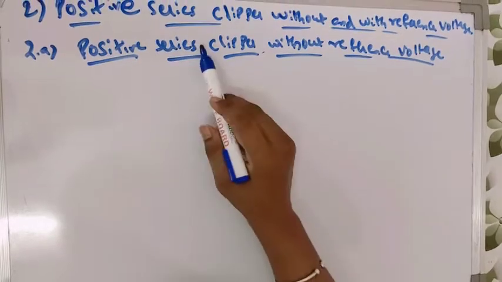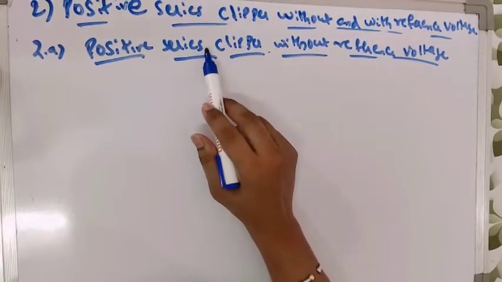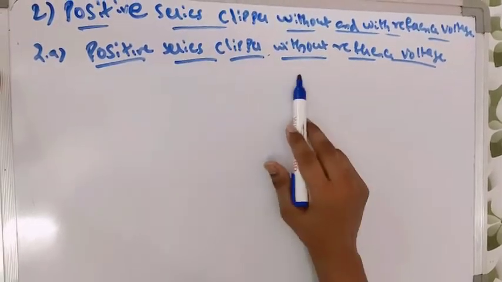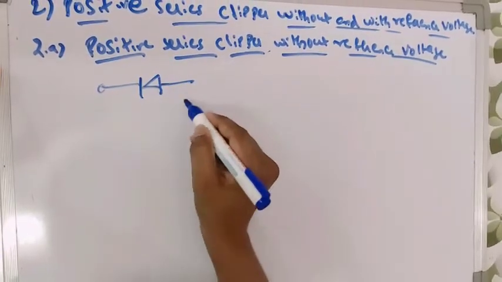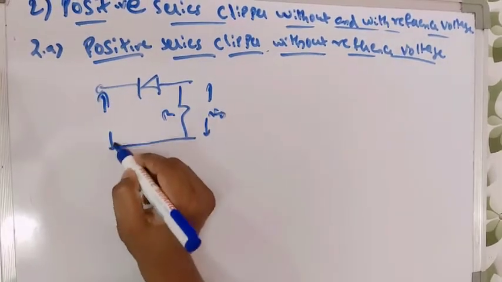So the next one is the positive series clipper, without and with reference voltage. Positive series clippers are used to remove the positive portion of a sinusoidal signal. First we'll discuss positive series clippers without a reference voltage. Let us take a diode. Now the diode terminals are reversed here. The output is taken across the resistor and the input is given to the diode here.